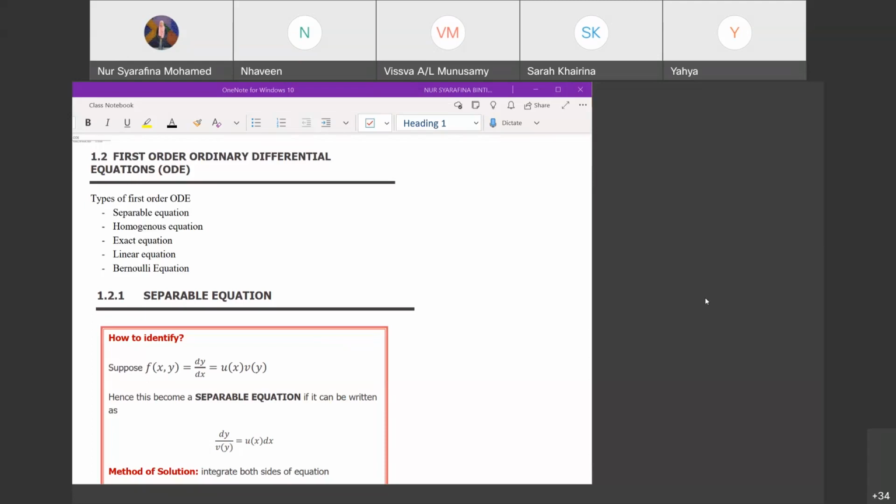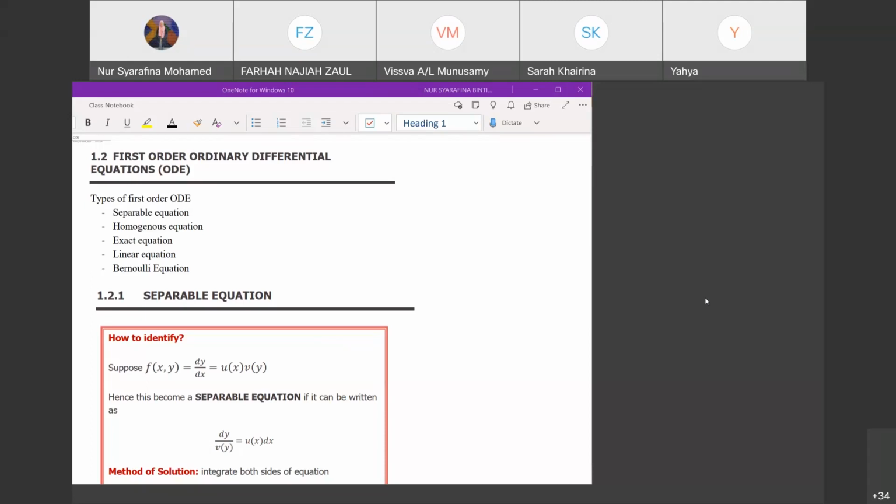So how can we determine the order of the differential equation? Determined by the highest derivative. Okay, good. So you just have to take a look at the highest derivative, and that is the order of the differential equation. Okay, so as for today, we're going to proceed with first order ordinary differential equation.